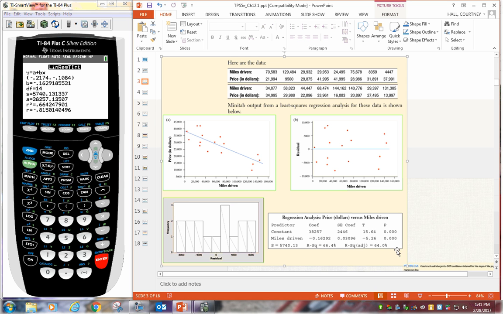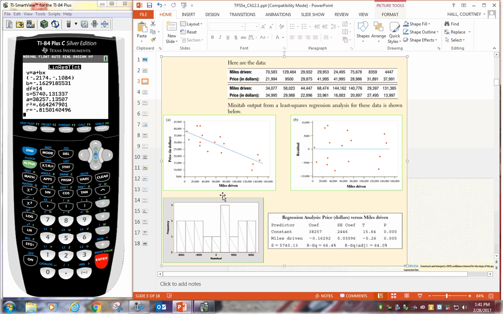Okay, we don't have the DF of 14 here, but let me tell you where that comes from, because you will have to be able to find that yourself. DF, you know, is your degrees of freedom, and they changed it up on us yet again. The degrees of freedom are actually your sample size minus 2 this time.